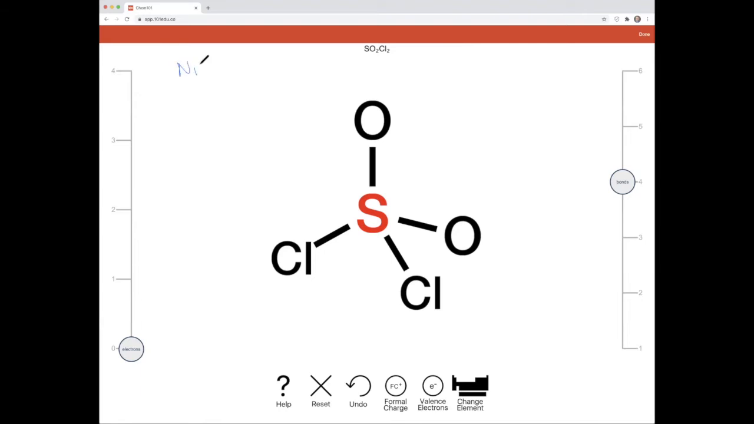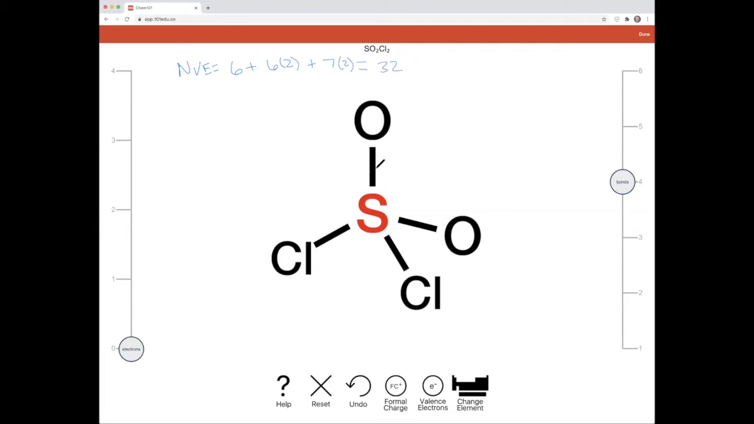Just like every other Lewis structure. Okay, well, we have 6 for the sulfur, and then each of those oxygens also have 6, and there's 2 oxygens. And then each of those chlorines has 7, and there's 2 chlorines. So that's 6 plus 12, which is 18, plus 14, which is 32 electrons, okay?